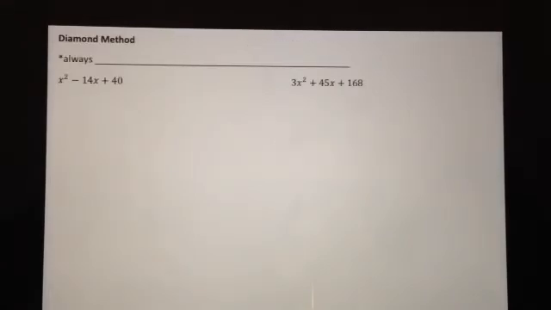Next, we're going to look at the diamond method. The first thing you need to know about the diamond method is that the greatest common factor, that type of factoring, can always come first. So go ahead and write on that line, always check for a GCF first. So if I look at the first example, x squared minus 14x plus 40, there's no x in all of those pieces. The last piece doesn't have one. There's not a number that's in all of those pieces. So in this example, there is no GCF.